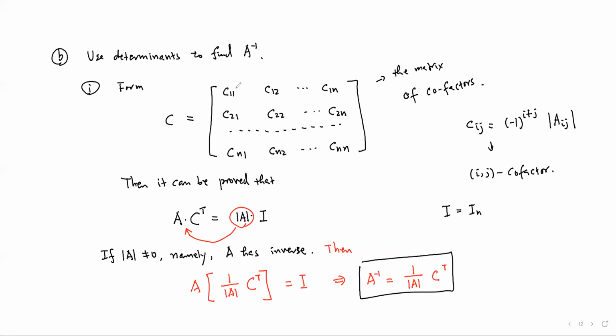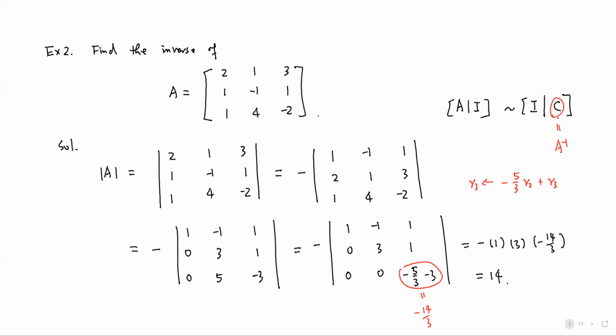C11 first. C11 by the formula, negative 1 to the power 1 plus 1, then the determinant of capital A11. So this is negative 1 to the 2, positive. So what is A11? Go back to the matrix A. A11 means delete row 1, delete column 1. This part is capital A11.